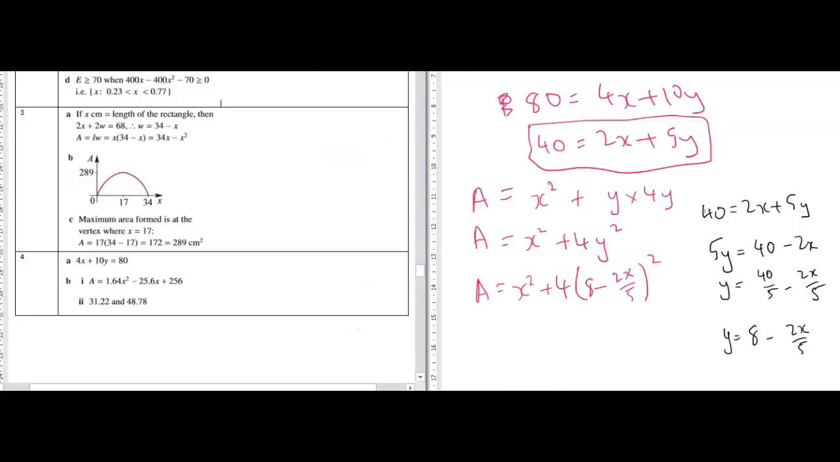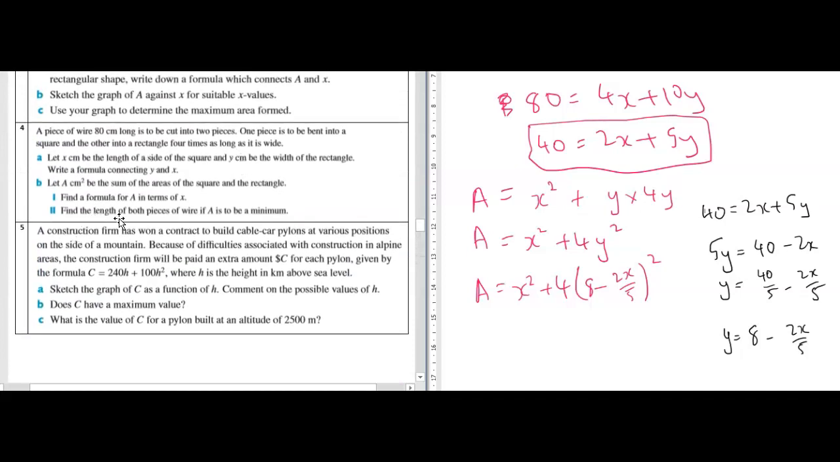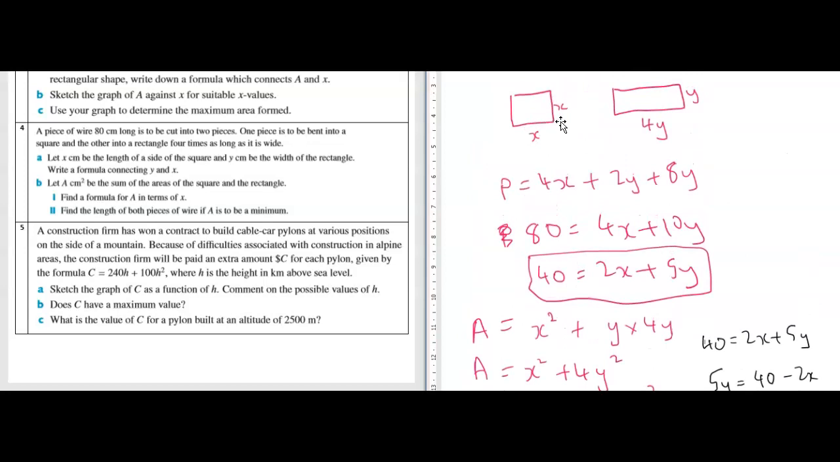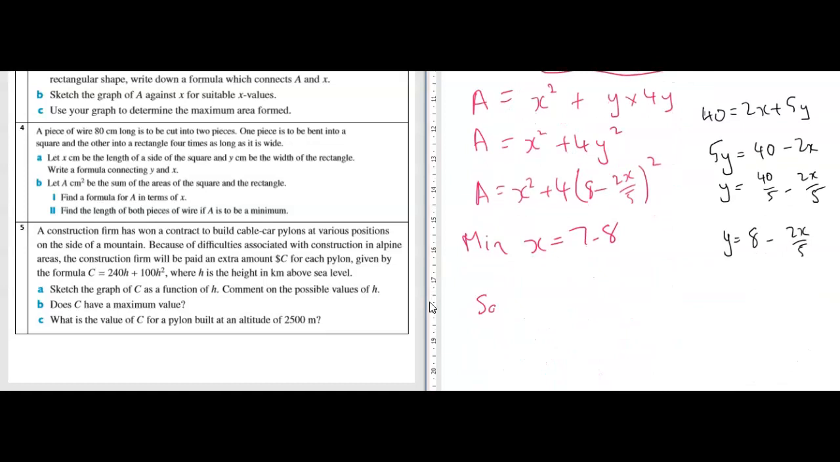So x is 7.8. Oops, I looked before at the answer, so I knew what my graph would look like. Find the length of both pieces of wire if A is a minimum. So remember your minimum, your minimum was when x equals 7.8. So what you need to do is just come back up here. So your perimeter of your square is 4x. So it's going to be 4 times 7.8.